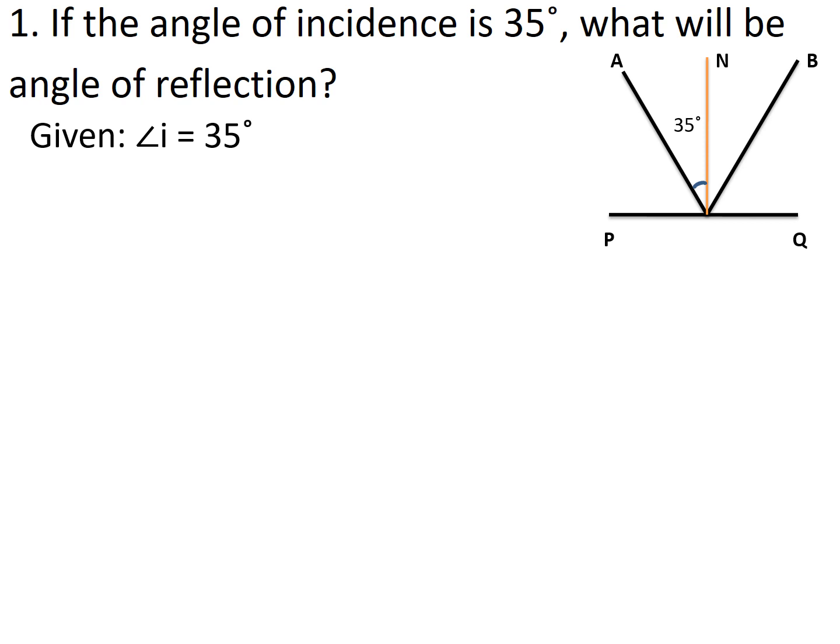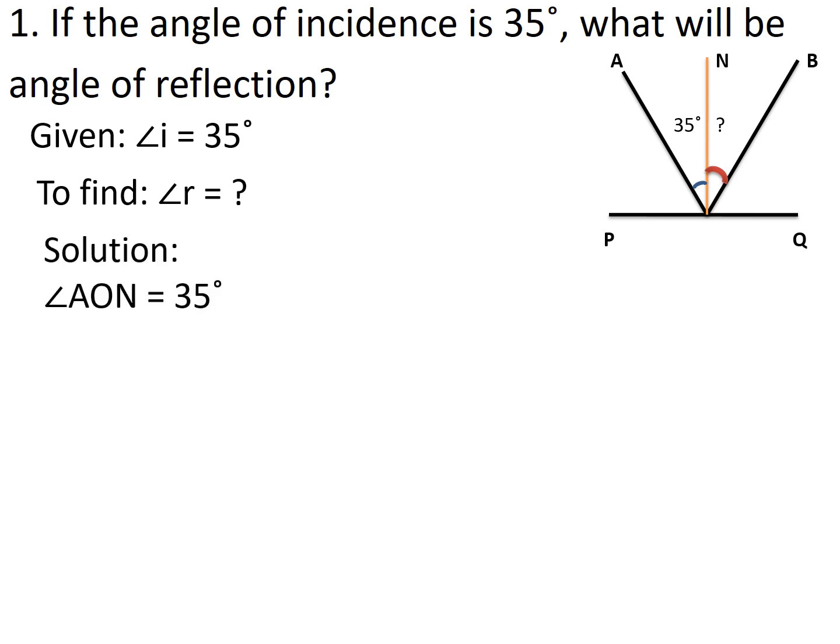Then they are asking what will be the angle of reflection. Here, this is my angle of reflection. It's given to be question mark. I need to find out what it is. So I will write: to find, angle of reflection, or angle R, is equal to question mark. This is what we have to solve. So what is my solution? The only thing I have is angle AON. O I have not written there, but it is understood that O is the point of incidence. So angle AON is given as 35 degree.